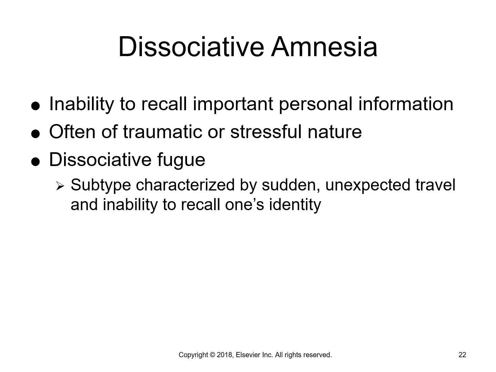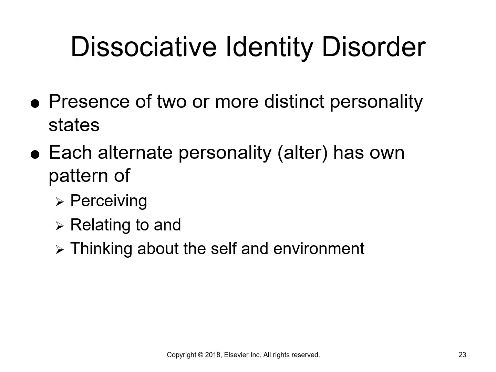Here the patient forgets about the past and travels and starts as a new identity. There's a sudden unexpected travel and inability to recall one's identity. That is known as dissociative fugue. Then there is dissociative identity disorder. Here, there is the presence of two or more distinct personality states, and each alternate personality has its own way of perceiving, relating to, and thinking about self and the environment. So that is known as dissociative identity disorder, like split personality or multiple personality disorder.